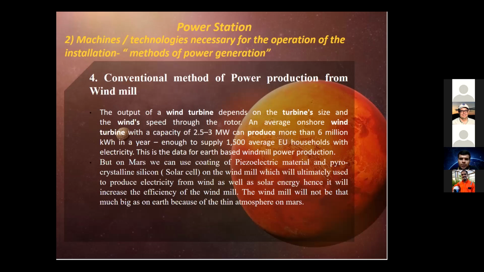So, as we all know, on Mars there are many sandstorms, and the wind speed is very high on some days. So we can use the technology of a windmill for power production on Mars. But on Mars we can use a coating of piezoelectric material and crystalline silicon, which is a solar cell, on the windmill, which will ultimately be used to produce electricity from wind as well as solar energy. Hence, it will increase the efficiency of the windmill. The windmill will not be that big as on Earth because of the thin atmosphere on Mars.